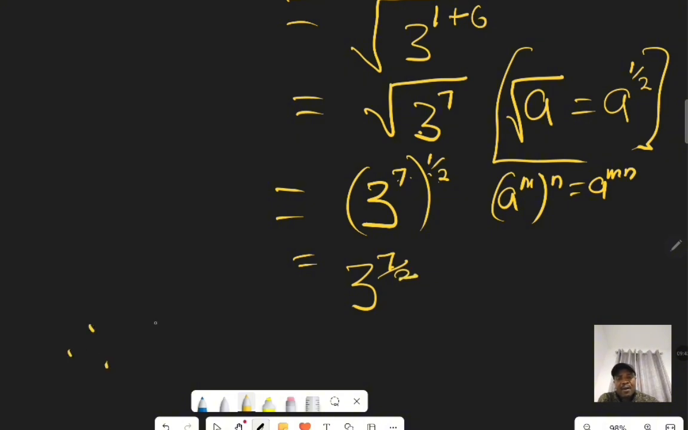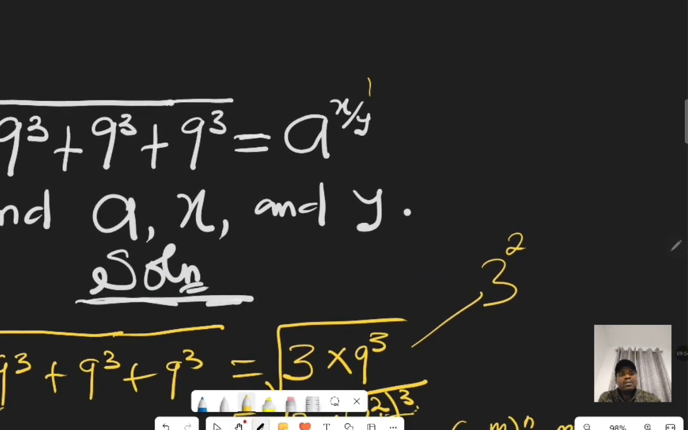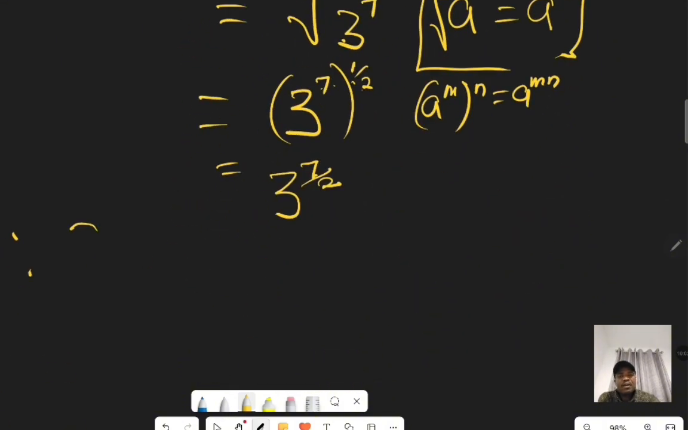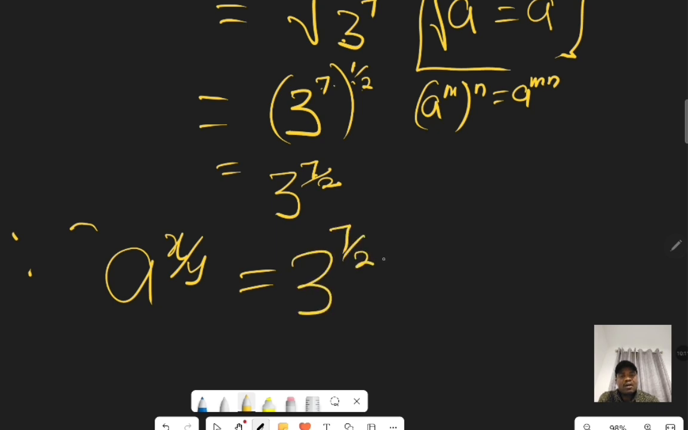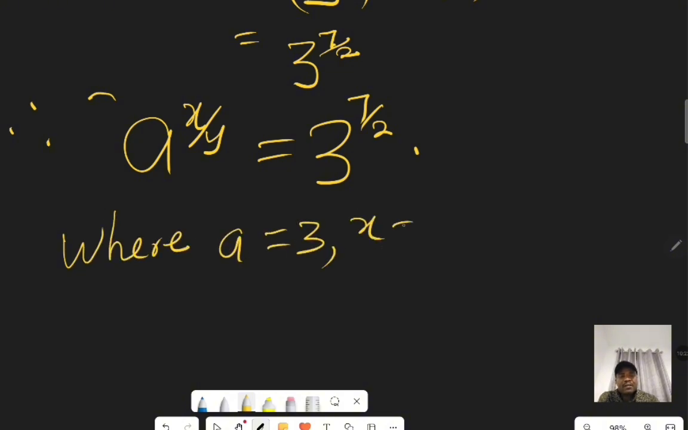Therefore, we go back to the question, which says we should express it in the form a raised to the power of x over y. Then, if we take it back, we have a raised to the power of x over y is equal to 3 raised to the power of 7 over 2, where a is equal to 3, x is equal to 7, and y is equal to 2.